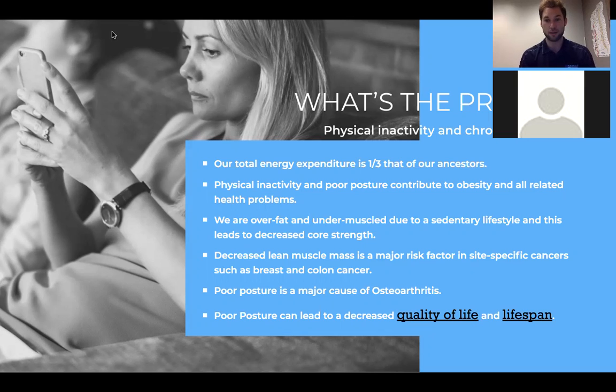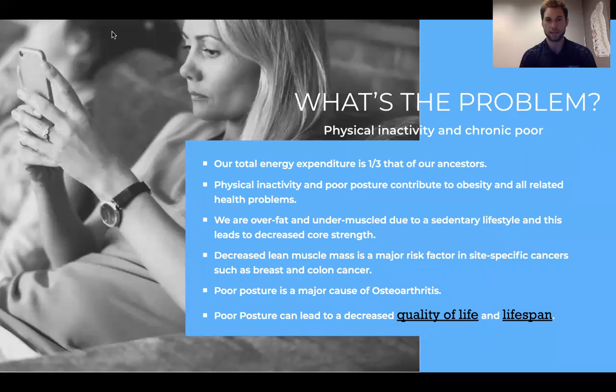Decreased lean muscle is a huge risk factor for cancers, breast cancer, colon cancer, these kinds of site-specific cancers. Poor posture is one of the biggest causes of osteoarthritis because we're having too much friction upon different areas of the body. Big winners are knees and hips. Those are probably the biggest joint replacement surgeries that I find when people come in. And then just decreased quality of life and lifespan. We'll talk about why that is. What specifically does that even mean? How do you decrease the quality of your life or your lifespan due to poor posture? I'll get into the specifics later.